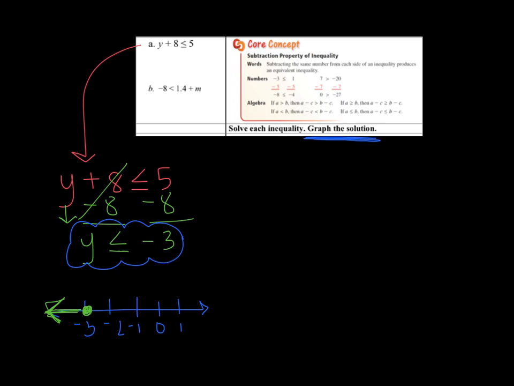Don't forget, we talked about on Monday that if the variable is on the right side after we solve, we want to make sure we move it to the left. So go ahead and pause and see if you can do that and graph the solution, and then you can check your work with mine.